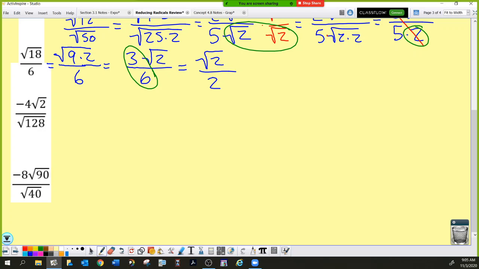Now on the top, I can't do anything. It's already square root 2. It's stuck. My only option, work with that number 128. Wow, that's kind of a big number, and it's not a perfect square. But I can divide it by a big perfect square. 64 goes into it. How many times? 2 times.